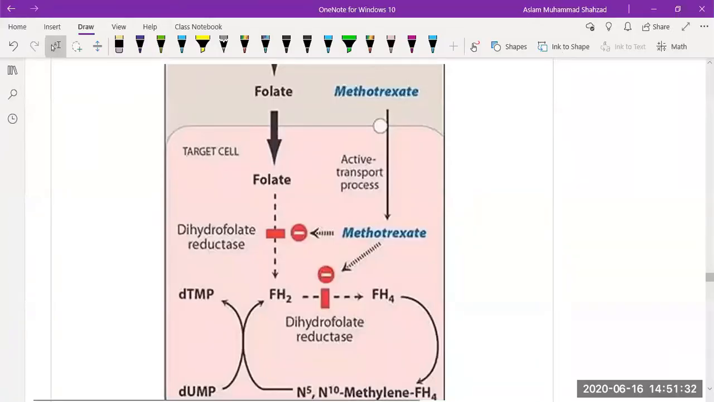How do they act? The mechanism is very simple. They are responsible for stopping folate synthesis, and how folate is produced we discussed in our previous lecture as well, that dihydrofolate reductase is responsible for the synthesis of folate. So what methotrexate is doing is, it is actively transported inside the cell, and then it blocks the enzyme dihydrofolate reductase, and by inhibiting dihydrofolate reductase, it inhibits the synthesis of folic acid or folates.